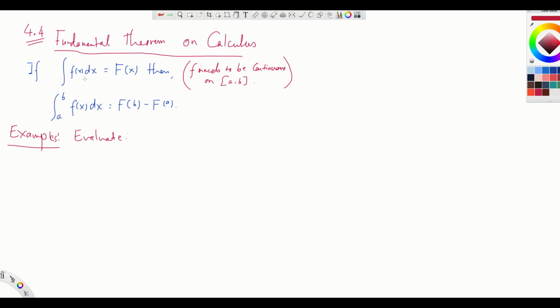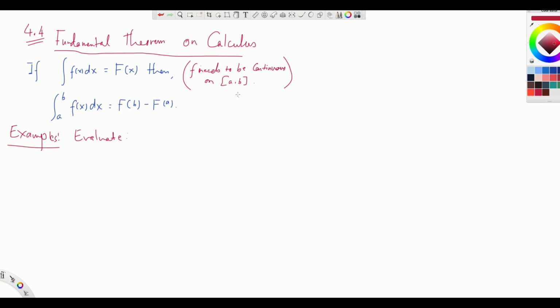What it says is, if the integral or the antiderivative of f of x dx is uppercase F of x, then if you want to find the integral of f of x from a to b, what you do is you plug in b for x and then do minus and then plug in a for x.